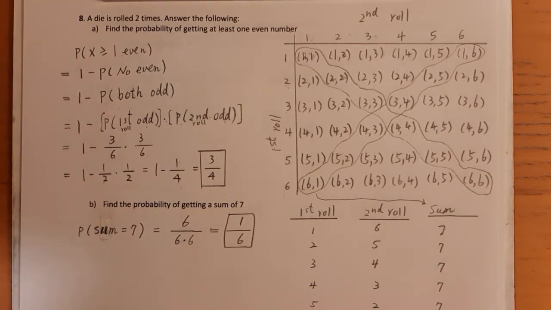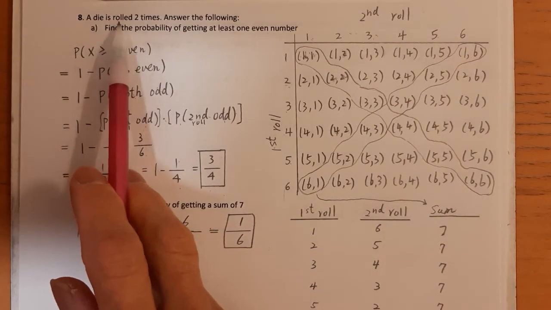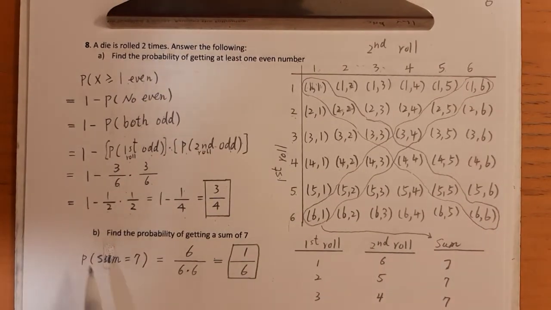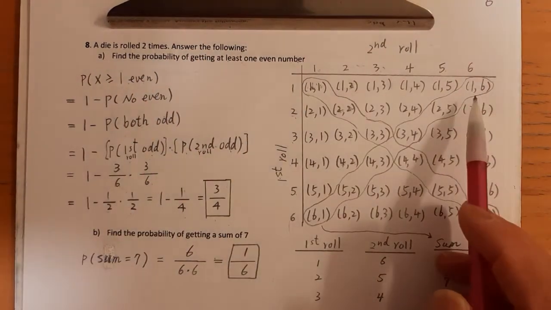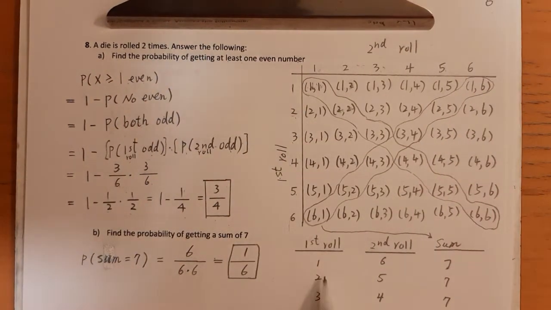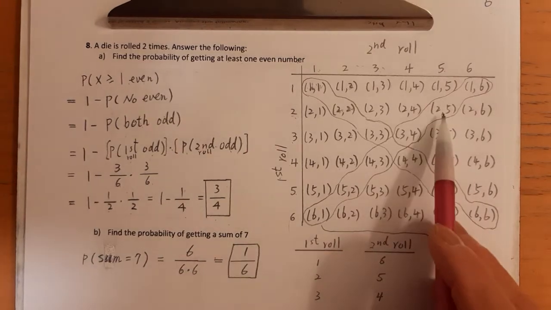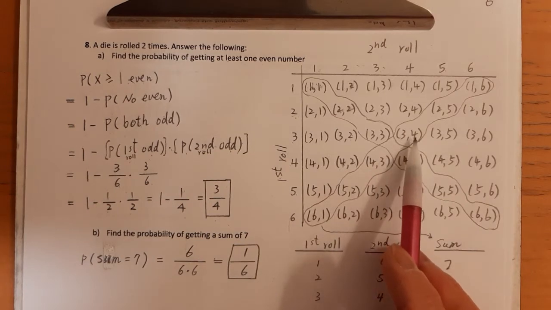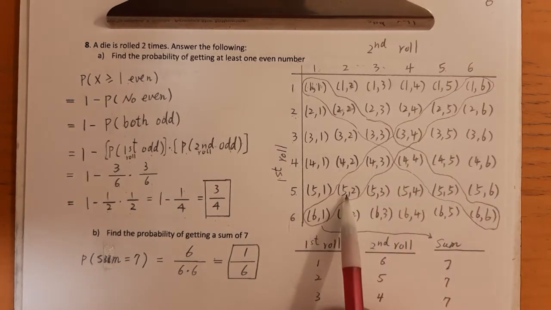Question 8b. Find the probability of getting a sum of 7 if a die is rolled 2 times. The sum of 7, like 1 add 6 is 7. 2 add 5 is 7. 3 add 4, 4 add 3, 5 add 2, 6 add 1.